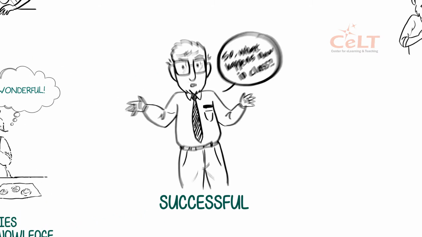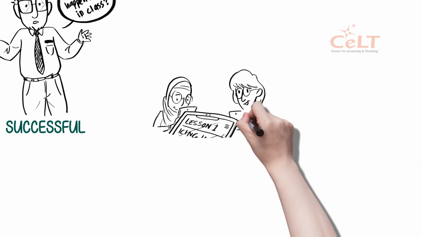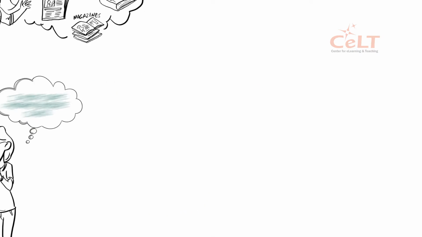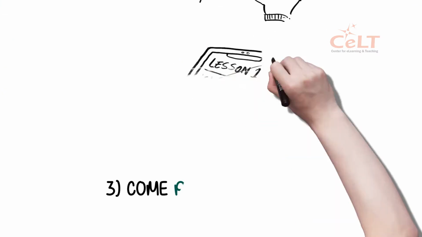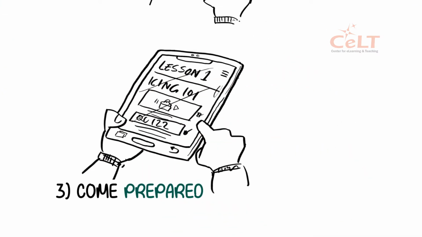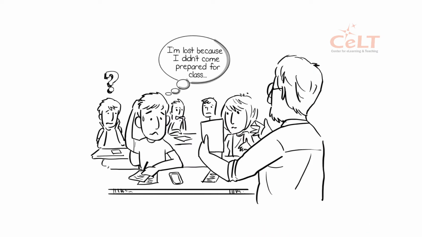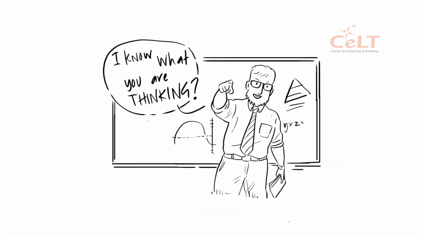So, how do we make the flipped classroom successful? Students must take the initiative to be self-directed learners and come prepared for class. Without coming prepared, students' contribution to the face-to-face session would be less effective. I know what you are thinking. How do I get my students to agree to this?